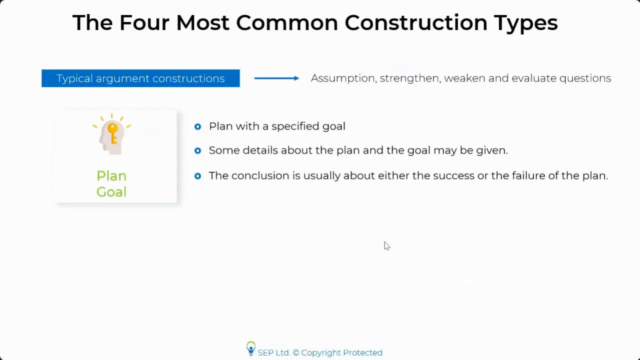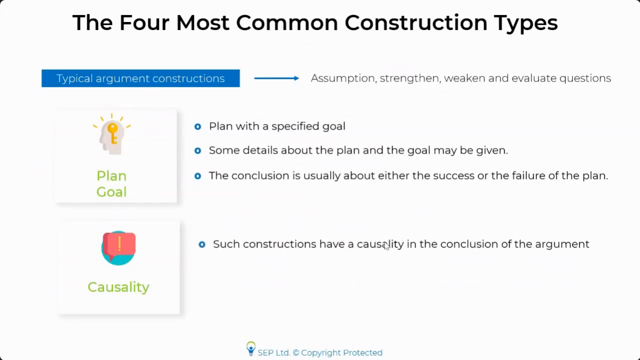I'm sure a lot of you will recall that, oh yes, we've come across these plan goal questions. Somebody wants to do something in order to do something. Typical language. So this is one of the most common construction types, and today we will discuss how to use a framework to solve such questions. So hold on to that thought. The other most common type is causality-based constructions. Again, in these, there is a causality in the conclusion of the argument. That is, there is a cause and effect relationship that is pointed out in the conclusion of the argument. Okay.